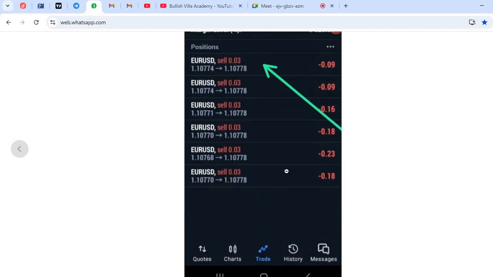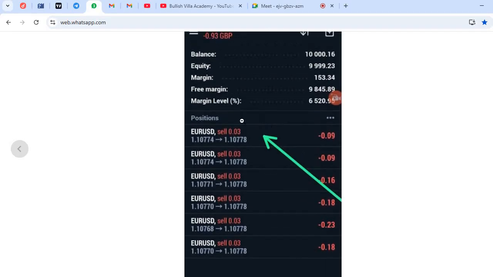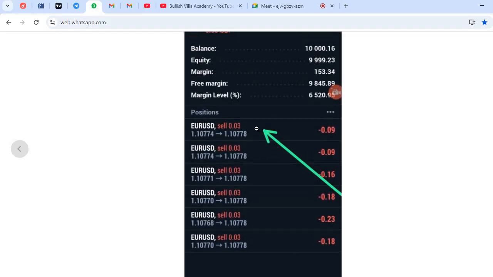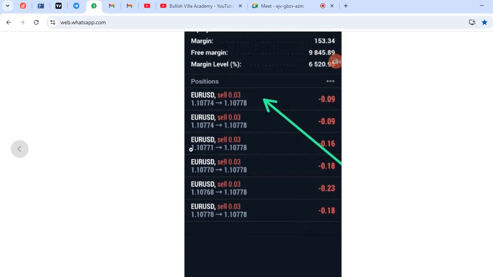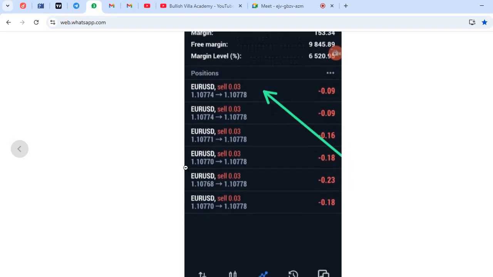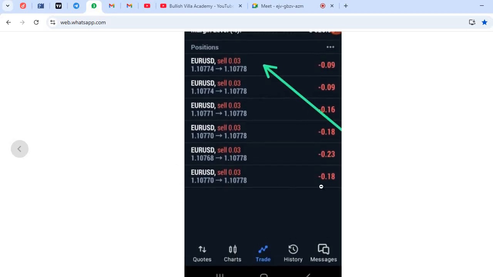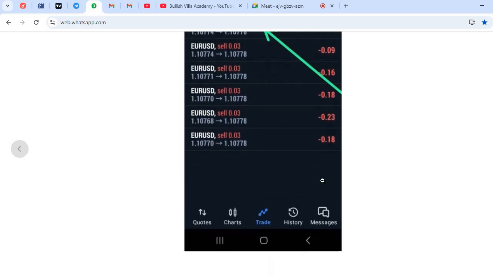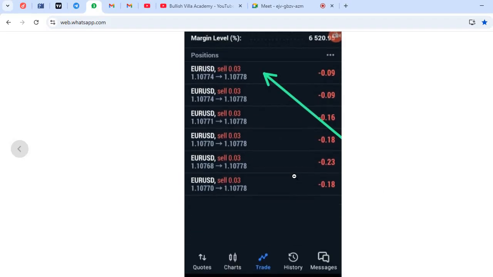This is MT5. You can see that you have your codes, your chart, your trade, your history, your messages. So now if you look at this, this is where we have positions written here. Now this first one is a position, this second one is another position, this third one is another position, this fourth one is another position, this fifth one is another position, and the sixth one is another position. So if I ask you now, how many positions do we have here? How many will you tell me that we have? Then we have 6 positions.